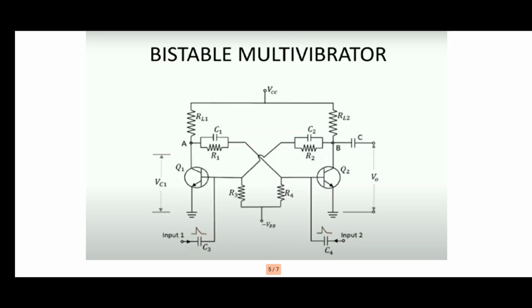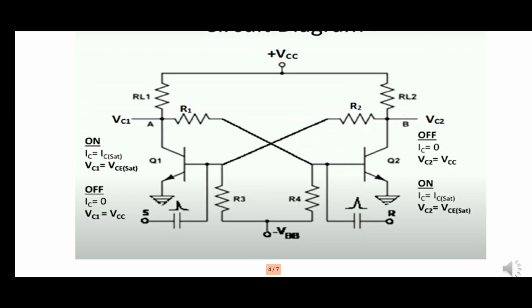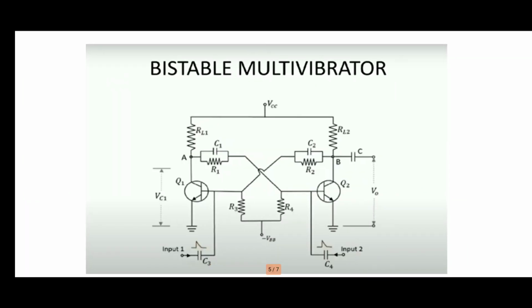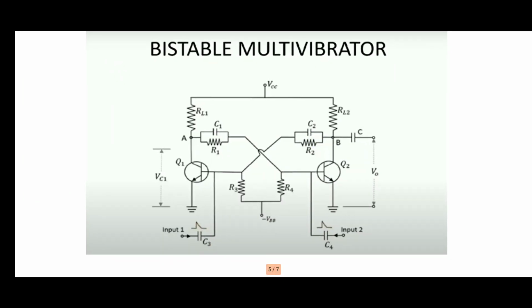So what is the need for connecting this capacitor? This capacitor can change the transition very fast. Without the capacitor, the transition from one stable state to another stable state takes some time, but by using this speed up capacitor, the transition is very fast.